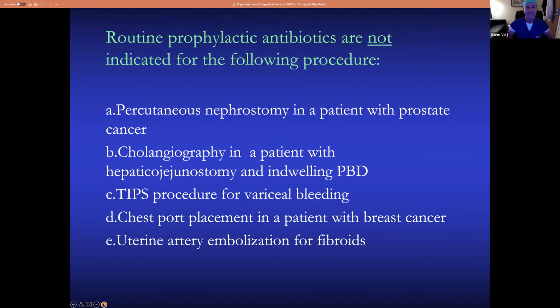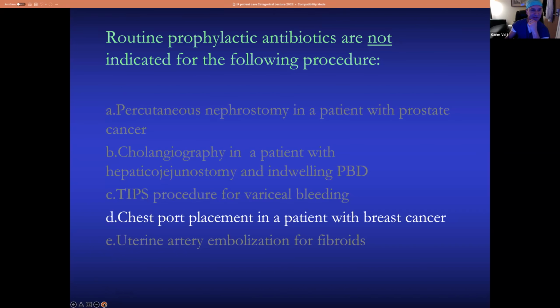So routine prophylactic antibiotics are not indicated for which following procedures? Let's see if you know this. We don't give them for a nephrostomy in a patient with prostate cancer, or how about cholangiography in a patient with hepaticojejunostomy, maybe after a transplant and a drainage catheter in place, TIPS procedure for variceal bleeding, chest port in a patient with breast cancer, uterine arterial embolization for fibroids. So which of these 5 procedures would we not give antibiotics? I think we alluded to that a couple of slides back. The answer, of course, is chest port placement.